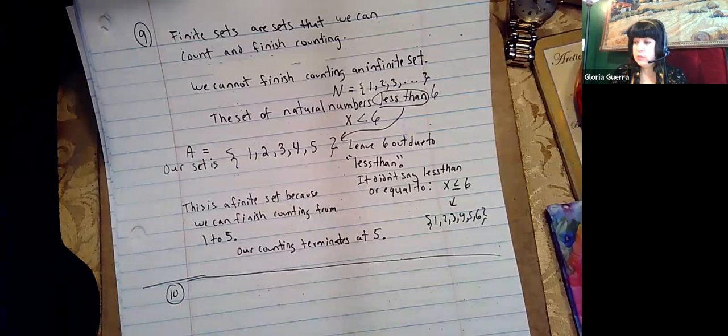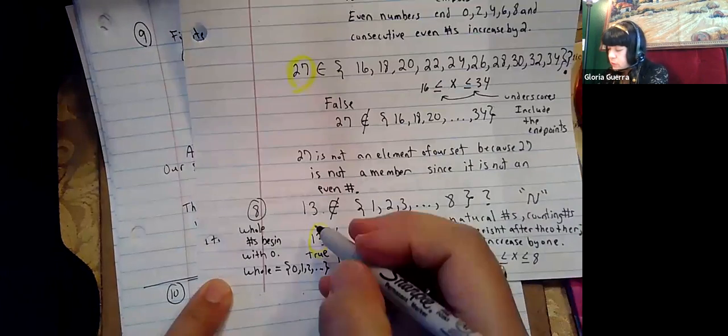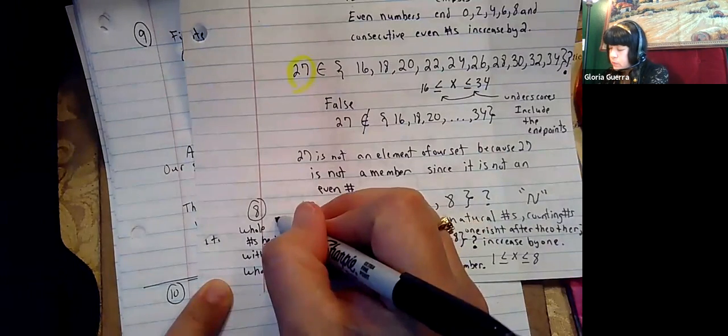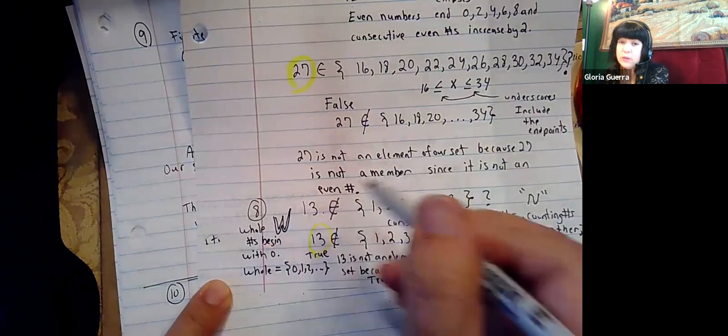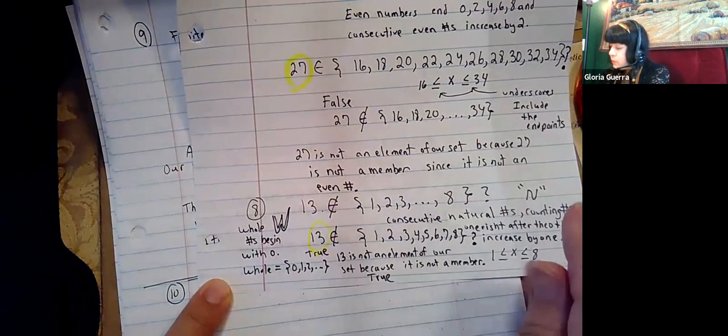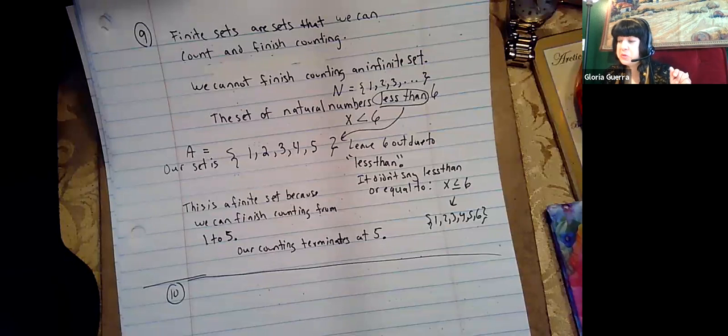Okay, and then 10. Oh, and I was going to say while I'm at it, we talked about natural numbers and whole numbers over here. Whole numbers begin with 0. So I was going to put a script W. Sometimes you see that. It looks like Wonder Woman, right? W for Wonder Woman. So whole numbers.